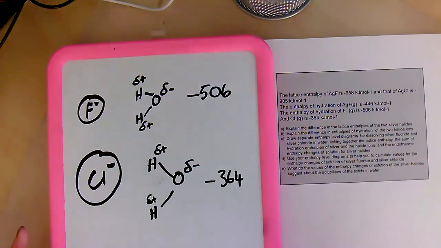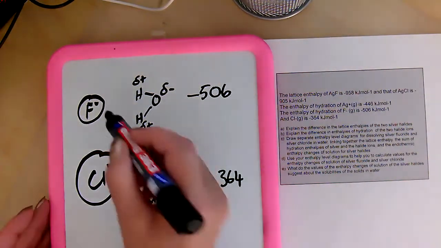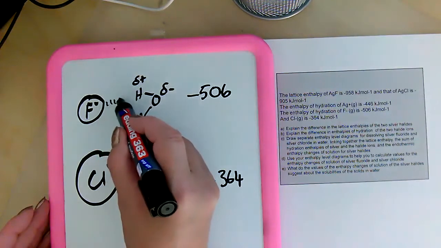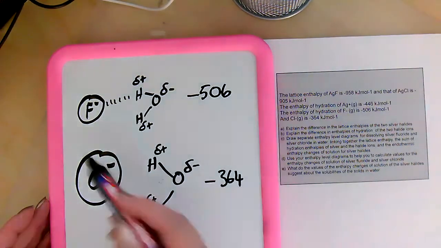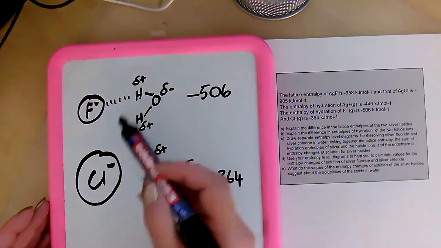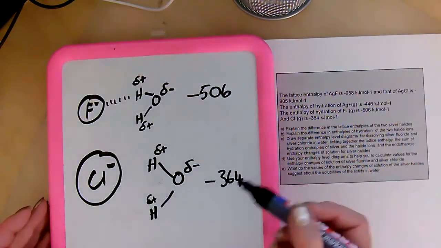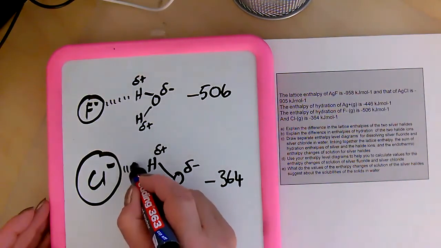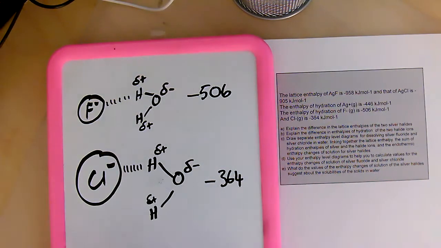So it's a similar answer to before. The forces of attraction between the negatively charged fluoride ion and the delta positive of the water is much greater than the forces of attraction between the much larger chloride ion and less densely packed charge of the chloride ion to the delta positive side of water. So the size of the ion here again dictates the strength of attraction.